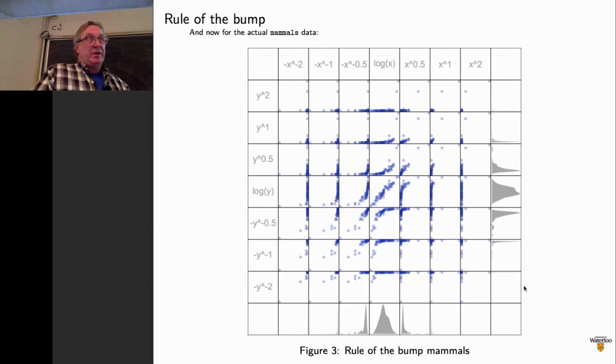But they serve a particular purpose, making things more symmetric, unimodal things more symmetric, and straightening relationships. It's straightening monotonic curvilinear relationships. Okay?